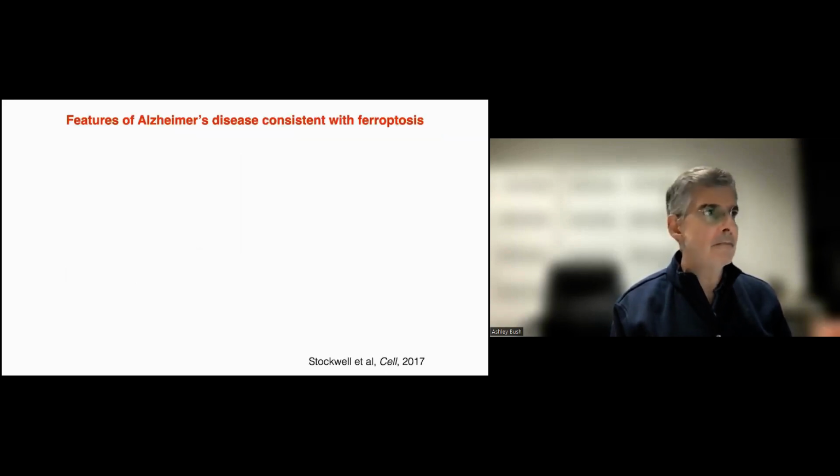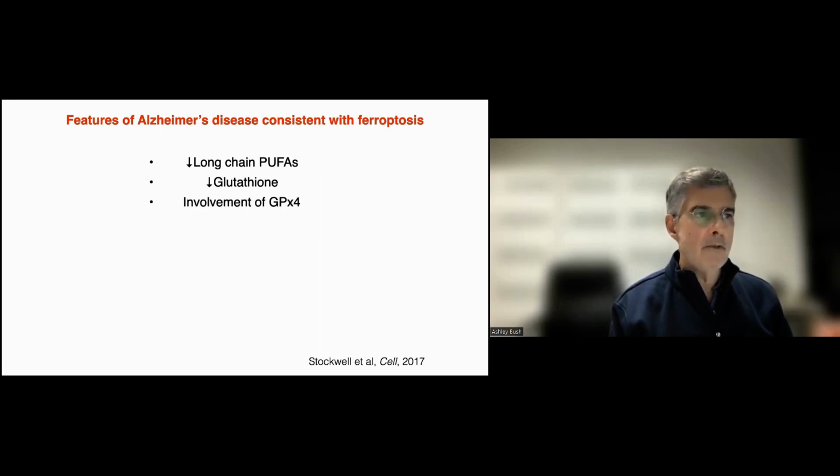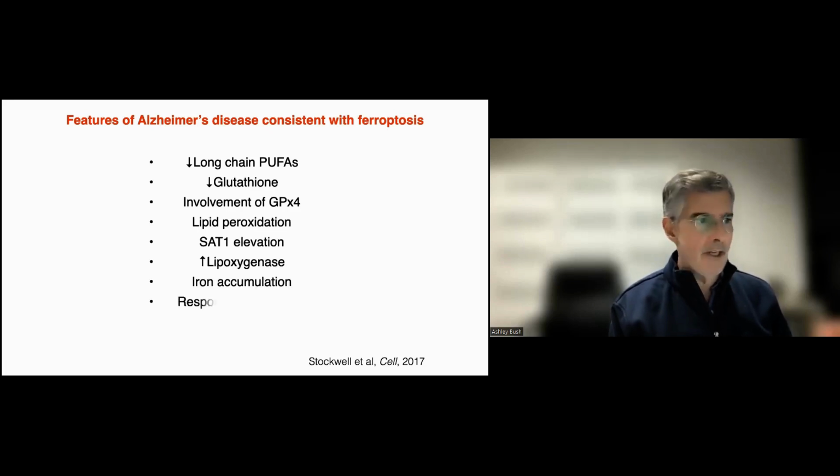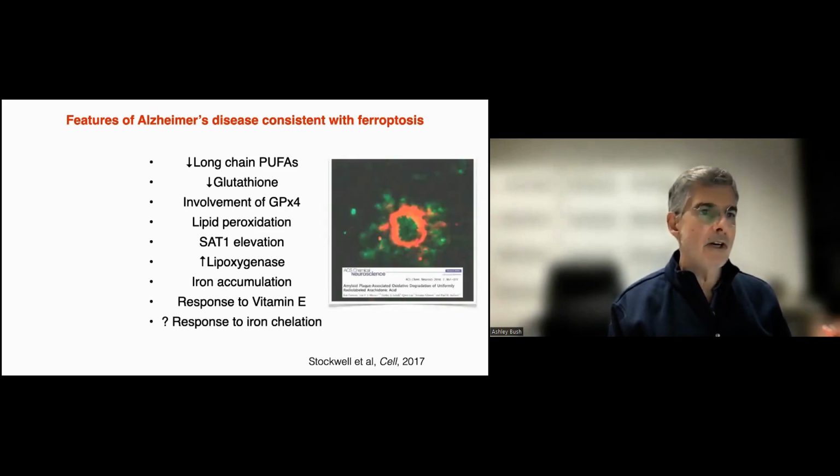increase in tissue iron. And the features of Alzheimer's disease that are consistent with ferroptosis include a drop in the long-chain polyunsaturated fatty acids, a decrease in glutathione levels, the involvement of glutathione peroxidase 4, lipid peroxidation, which is a feature that has been very highly reproduced in literature, SAT1 elevation, increased lipoxygenase activity, iron accumulation, as I've mentioned, response to vitamin E, which is a result of a phase 3 clinical trial that I'll mention as we go along. And we're investigating the response to iron chelation in a clinical trial.